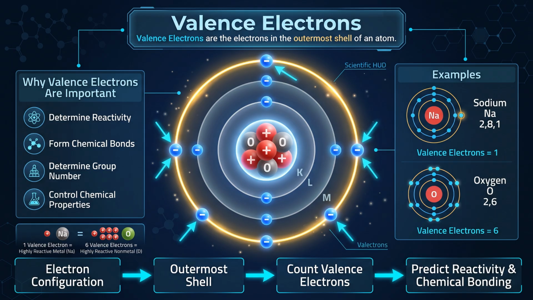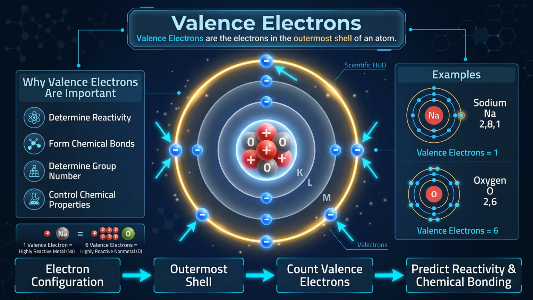Elements in the same group of the periodic table have the same number of valence electrons and therefore have similar chemical properties. Valence electrons control the formation of ions, ionic bonds, covalent bonds, metallic bonds, and nearly all chemical reactions. Understanding valence electrons is one of the most important steps in chemistry because they connect atomic structure with the periodic table, chemical bonding, molecular formation, chemical reactions, and the behavior of every element.